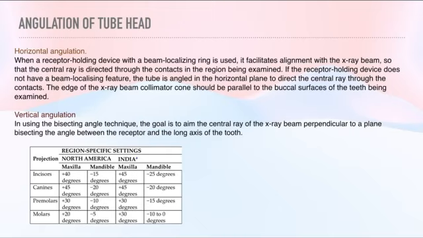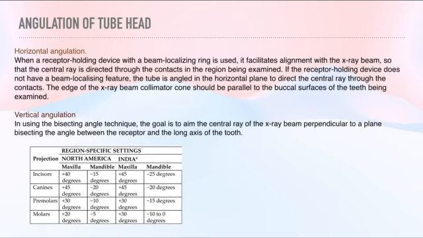For incisors, plus 40 degrees for the maxilla and minus 15 degrees for the mandible. For canines, plus 45 degrees; for the mandible, minus 20 degrees. For premolars, for the maxilla, plus 30 degrees; for the mandible, minus 10 degrees. For maxillary molars, plus 20 degrees. For mandibular molars, minus 5 degrees.